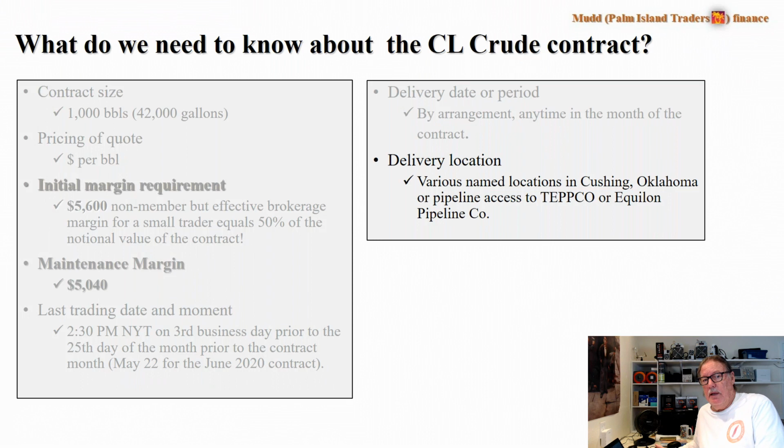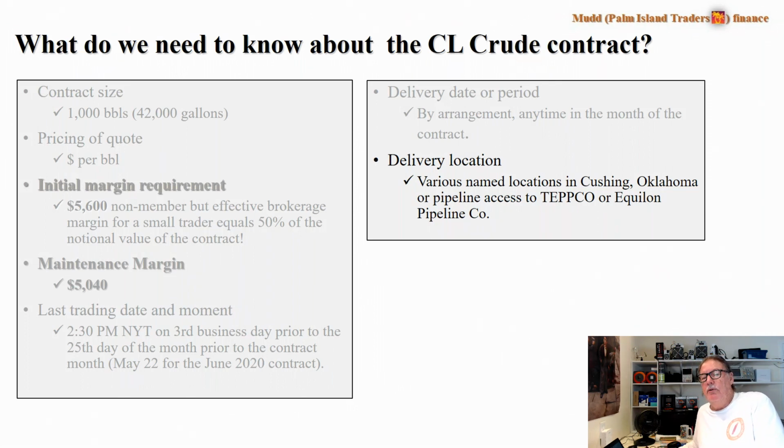The delivery location, in fact, is very specific for crude oil. It has to be delivered to locations in Cushing, Oklahoma, or pipeline access that goes to Cushing, Oklahoma, such as TEPCO or Equilon Pipeline Company. So you say, well, who would that be? And of course, those are major oil companies.